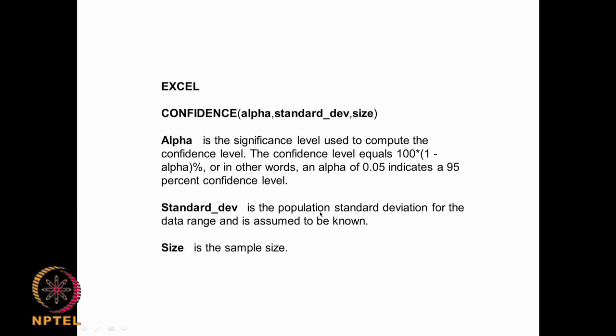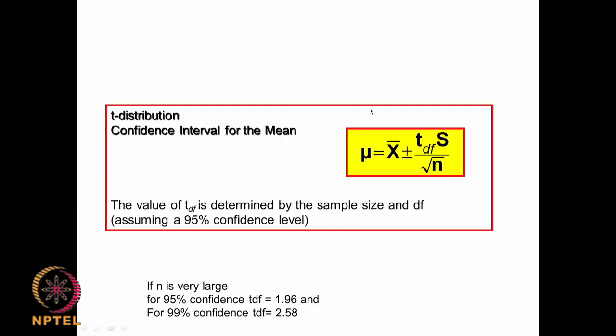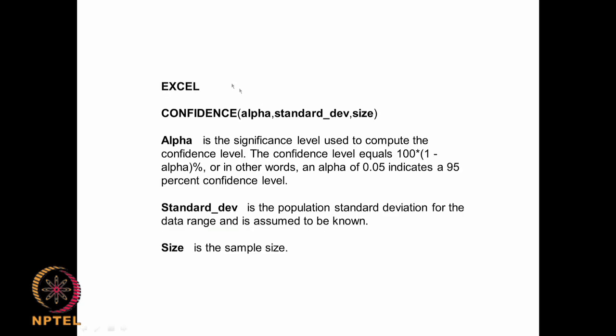In Excel, there is a function called CONFIDENCE. It takes alpha, which is the significance level. It can be 0.05 or 0.01. 0.05 indicates 95% confidence, and 0.01 indicates 99%. Then you give the standard deviation of the data, and size is the n. Basically it gives you this side of the interval. So, if you know the x bar, you add and then subtract to get the confidence interval. So, we can use the Excel function called CONFIDENCE here also.